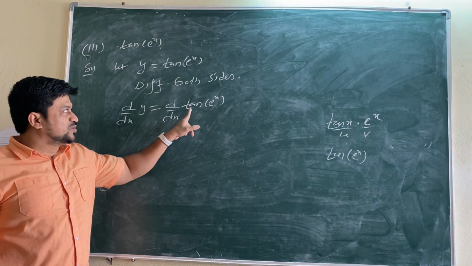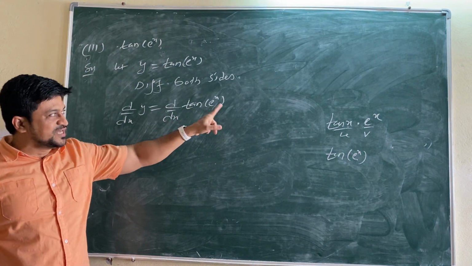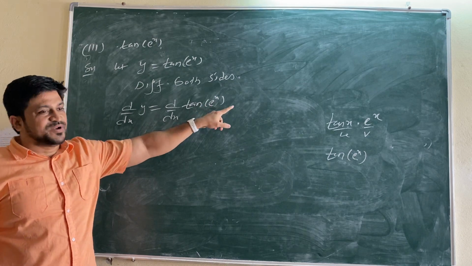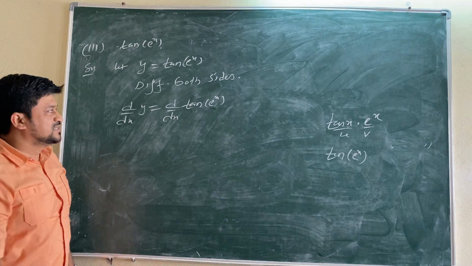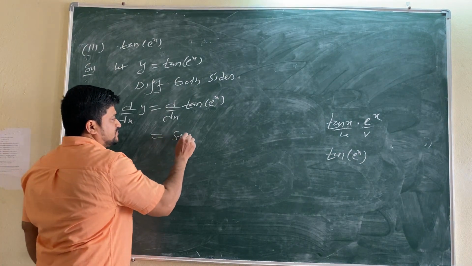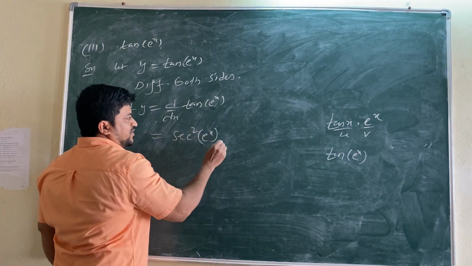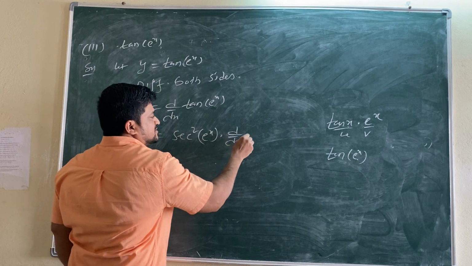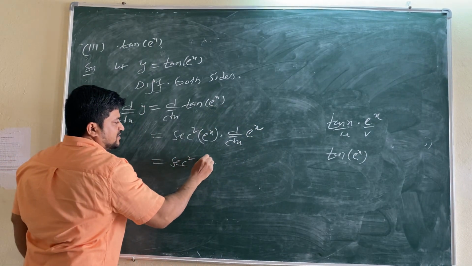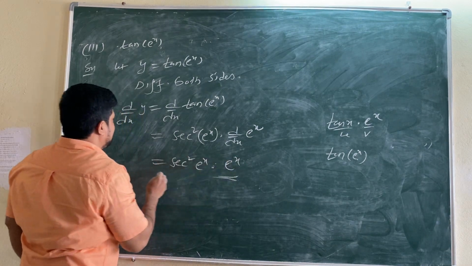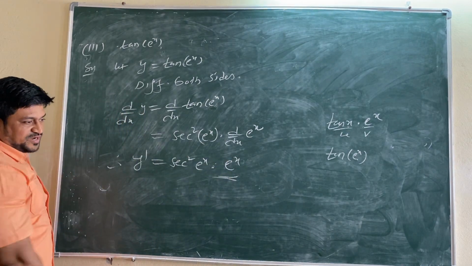Its x is not there. Don't think that this is u and this is v. If x is there for tan and this value is separate, then we have to think separate value. This is tan of x. Tan x derivative is secant square x. What we have thought as x, that value is e power x. So secant square x into e power x, value is e power x. This is y dash. Got it?